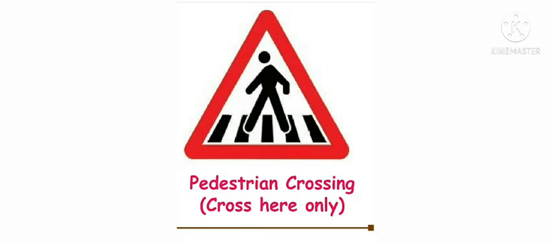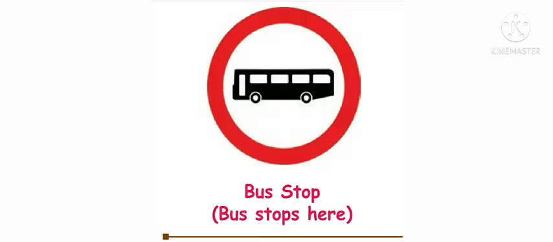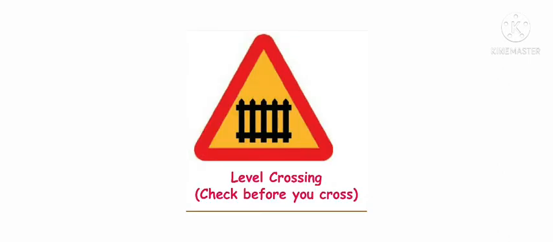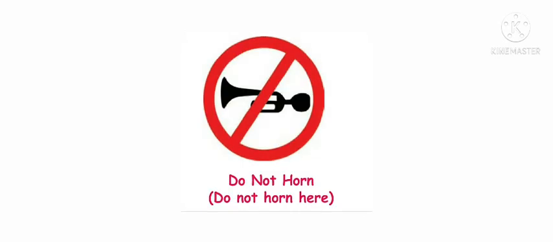The next one is pedestrian crossing. That means you have to cross on this signal side only. We find this symbol near the bus stop. That means bus stops here. The next one is level crossing. That means you have to check before you cross. And this symbol is do not horn. That means you should not horn here.